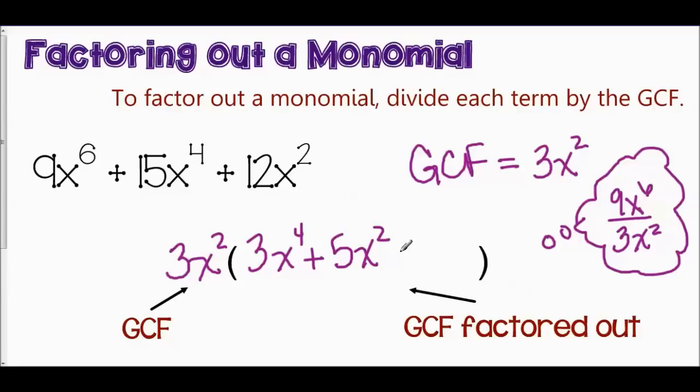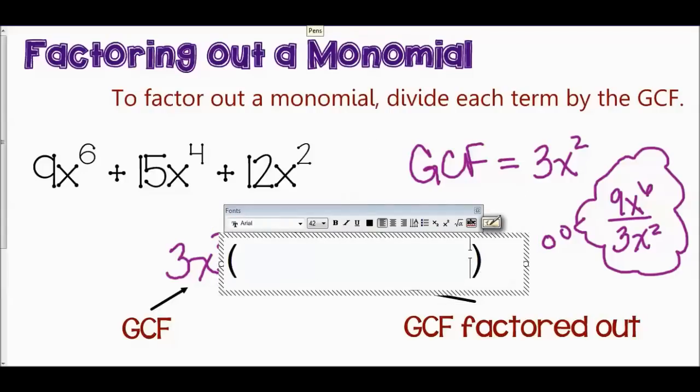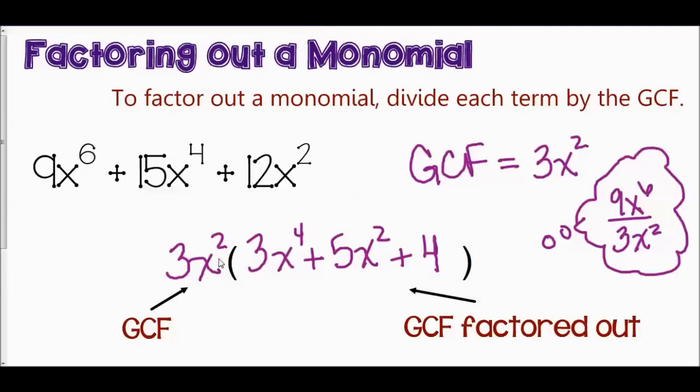Now for our third term, 12x squared divided by 3x squared would simply be 4, because the x squareds would cancel out. So my simplified term there, let's bring that parenthesis in a little bit, would be 3x squared times (3x to the 4th plus 5x squared plus 4).